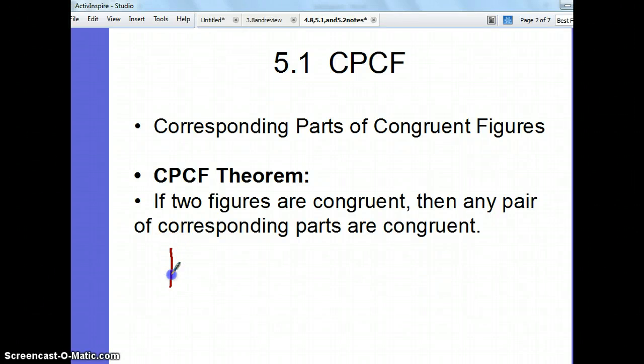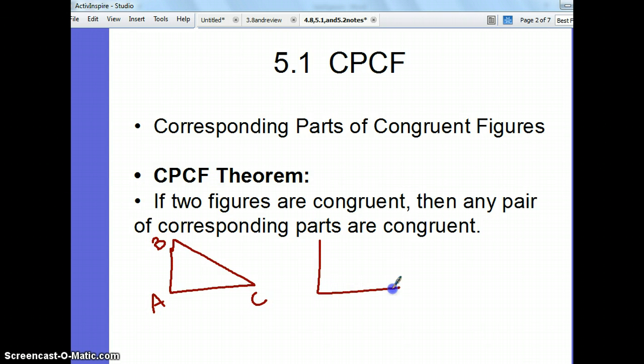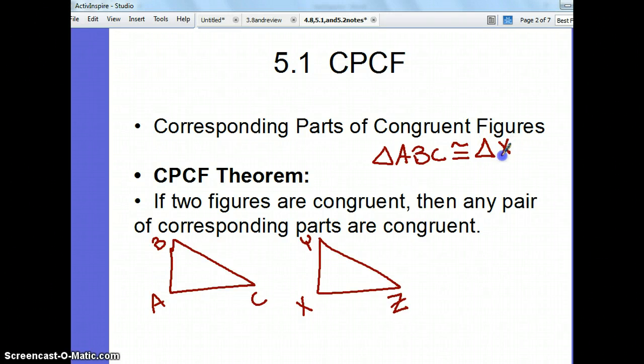So if we have a triangle ABC and a congruent triangle XYZ, we would say that triangle ABC is congruent to triangle, and again we have to match up the parts, XYZ. So when you state figures congruent, you have to make sure you put them in corresponding order.